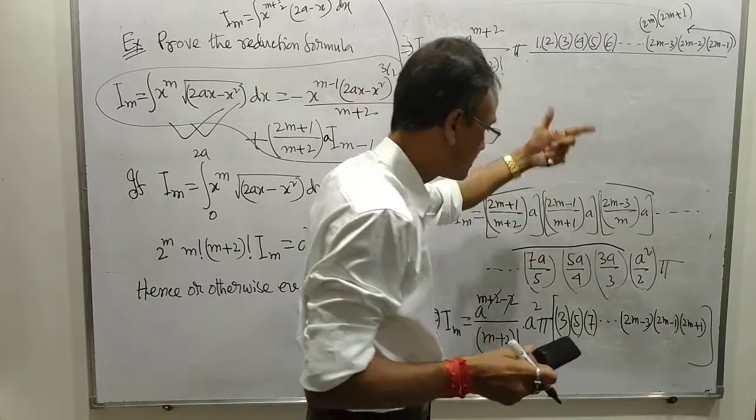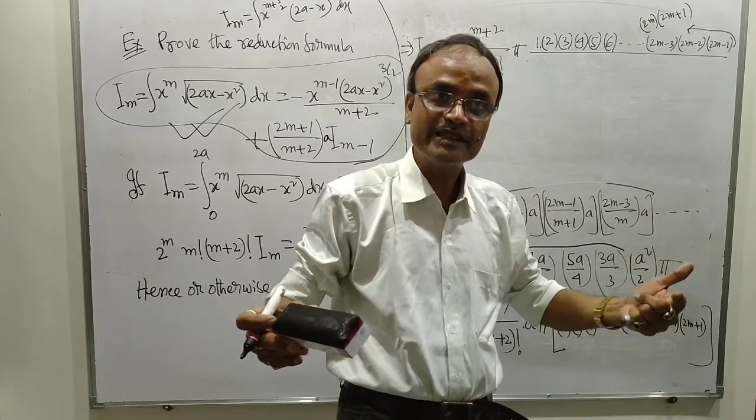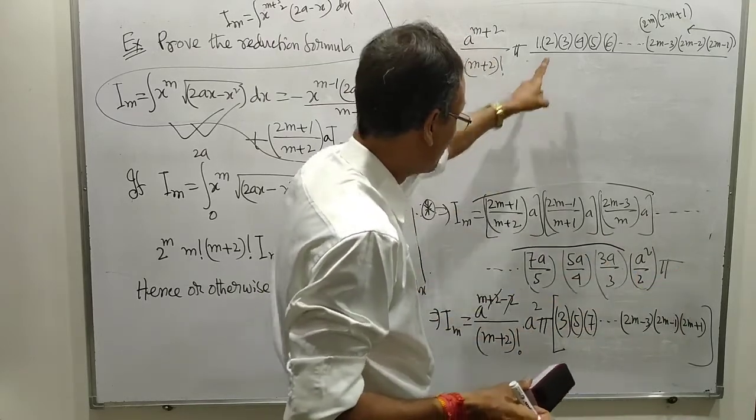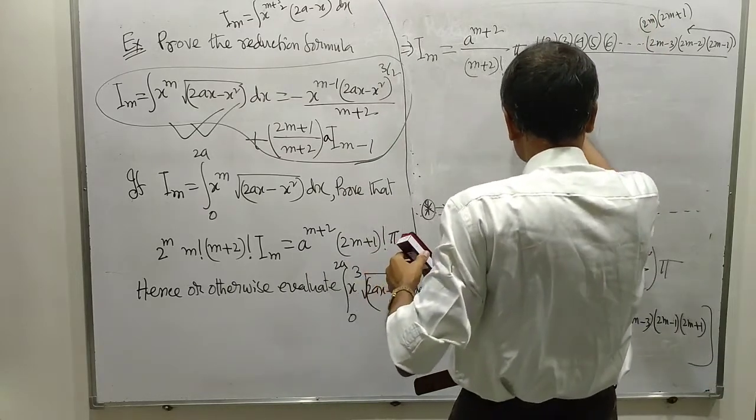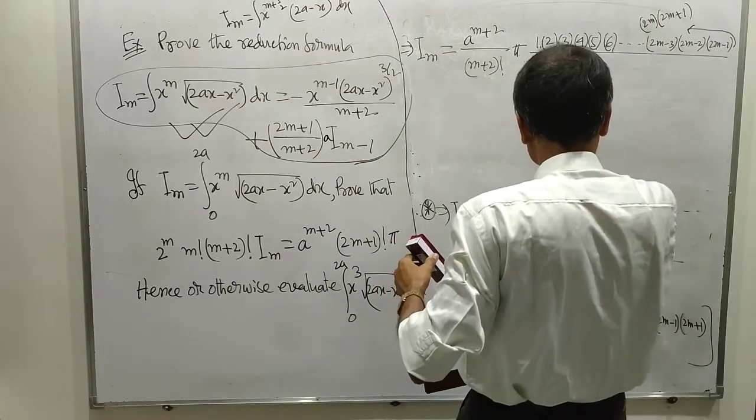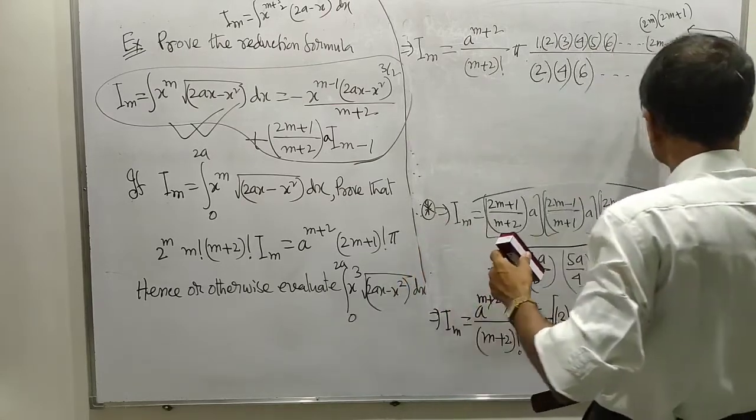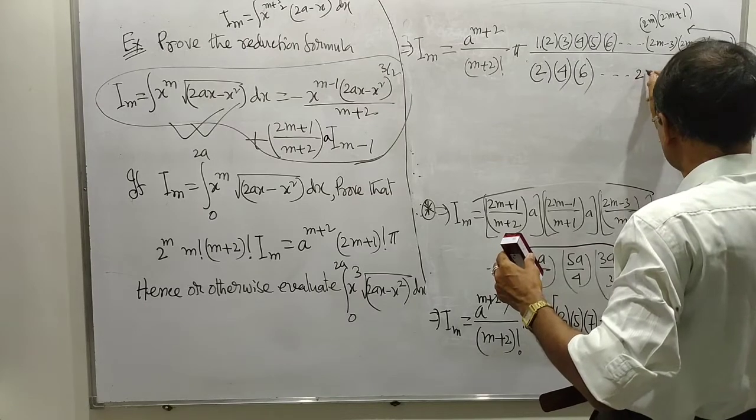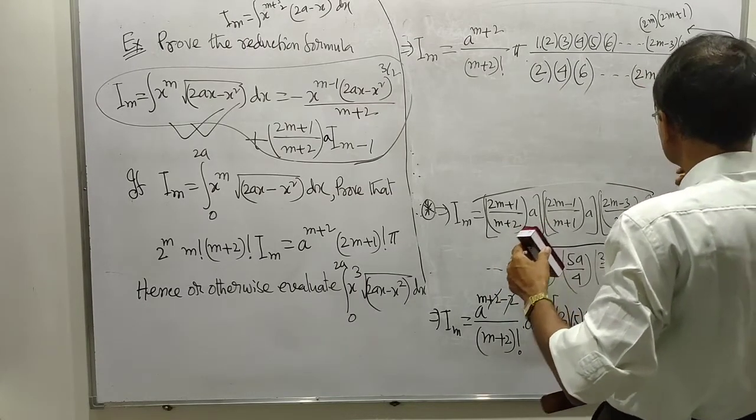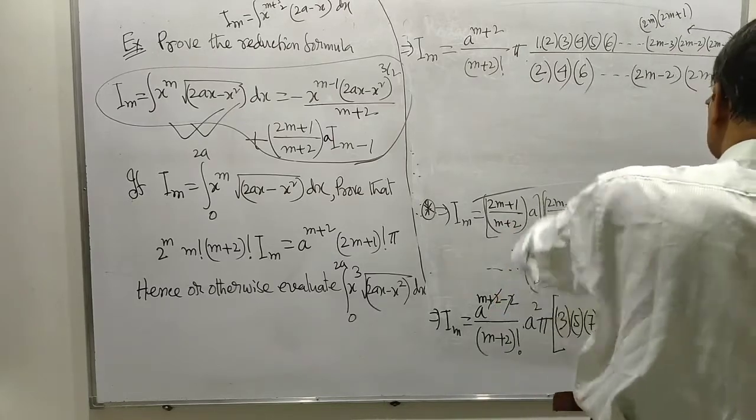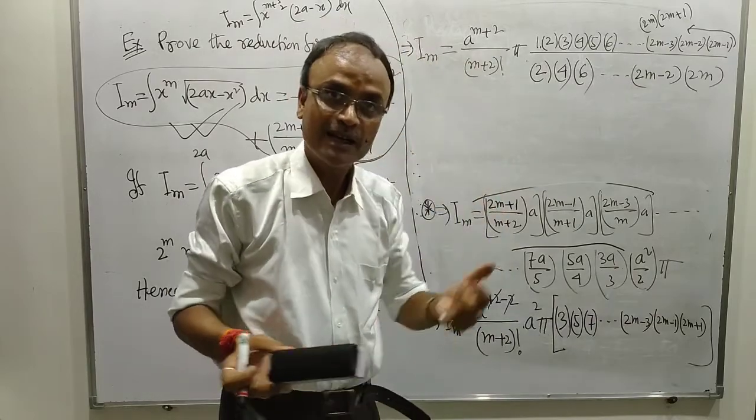And in the denominator, what terms in the numerator have been added? You see, 2, 4, 6, twice m like this. 2, this has been added. 6, dot dot dot, twice m minus 2, twice m. Before this term, twice m minus 4, this term has been added.